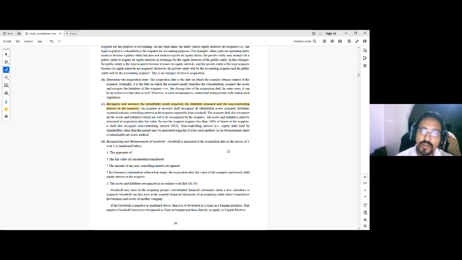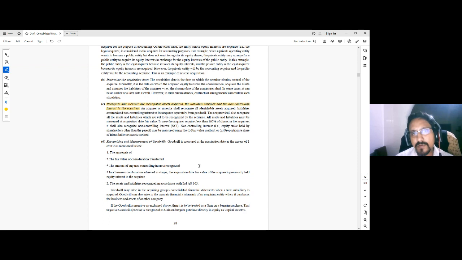Now again, non-controlling interest is measured in two ways: the fair value method and the proportionate share of identifiable net assets method. These are the two methods followed for calculating the non-controlling interest amount. Next, once you have calculated the identifiable value of assets and the identifiable value of liabilities, then assets minus liabilities gives you the net assets.